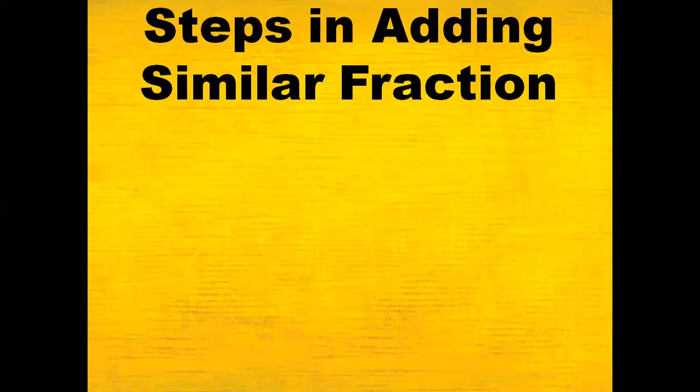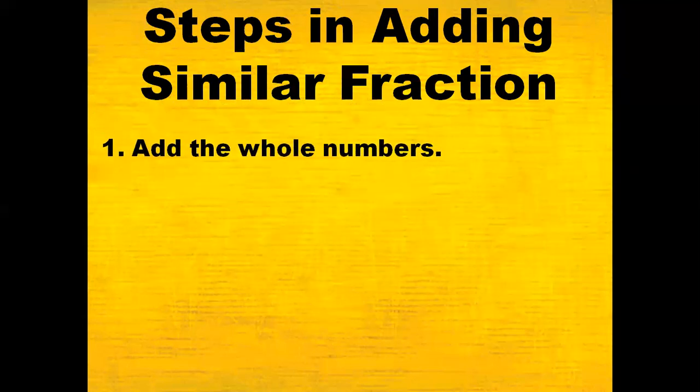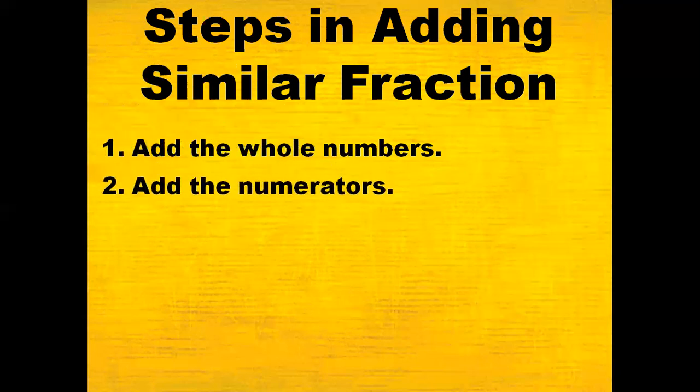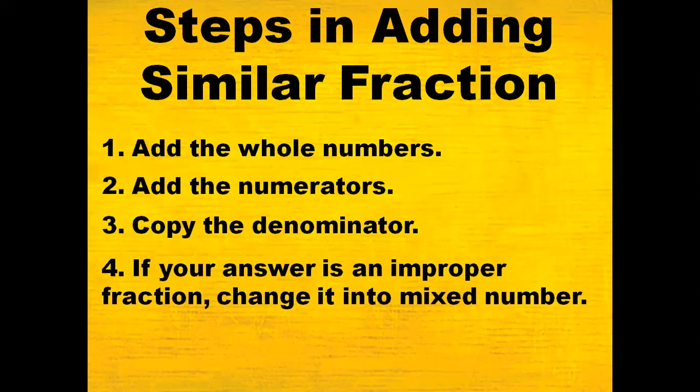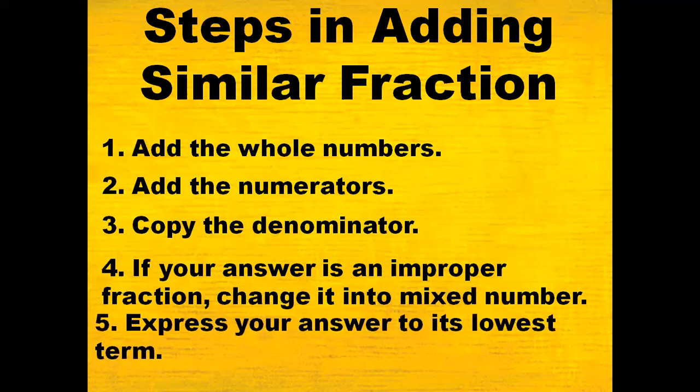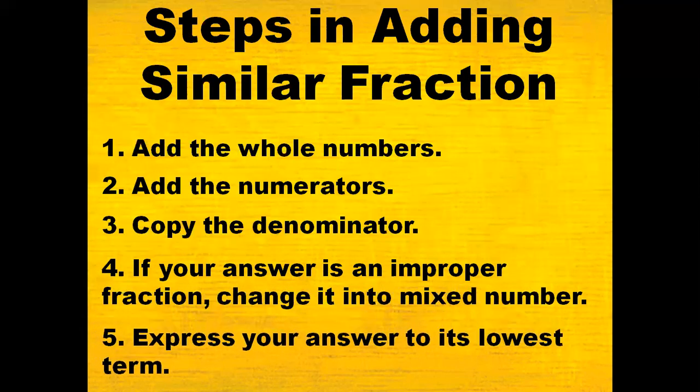Always remember, the steps in adding similar fractions are: first, add the whole numbers if the given fraction is a mixed number. Step number 2, add the numerators. Step number 3, copy the denominator. Step number 4, if your answer is an improper fraction, change it into a mixed number. And step number 5, express your answer in its lowest term.